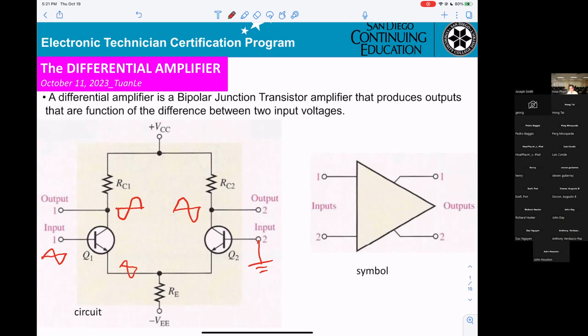In order to build a differential amplifier, Q1, Q2 will be identical. RC1, RC2 will be the same. Okay? And you can get the current IE1, and the current IE2. Okay, and the current here. That's very simple.